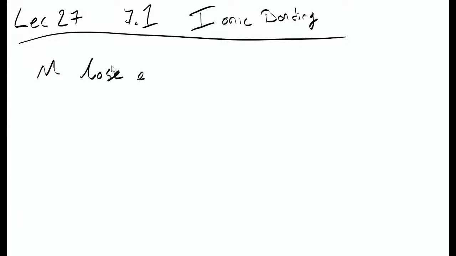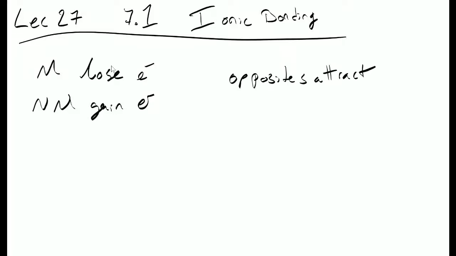Metals lose electrons. Nonmetals gain electrons. And then they're held together because opposites attract. It's a little bit more complicated than that, of course. Not by much. They form a three-dimensional solid. It's a network. It's got positive charges surrounded by negative charges, and negative charges surrounded by positive charges, held together by electrostatic forces, because opposites attract.